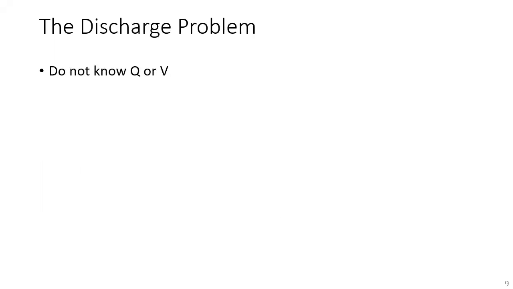So we want to move on today to the discharge problem, and we'll probably continue with this next time. So fundamentally, for the discharge problem, we do not know the discharge and therefore velocity. Remember, these two are evaluated when we use the continuity equation. Discharge is velocity times area.